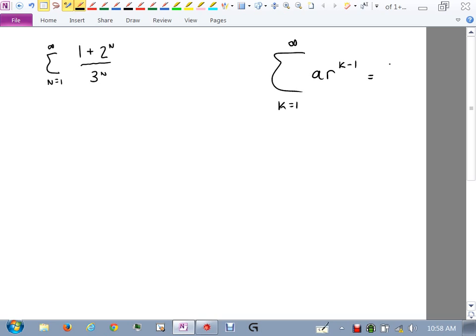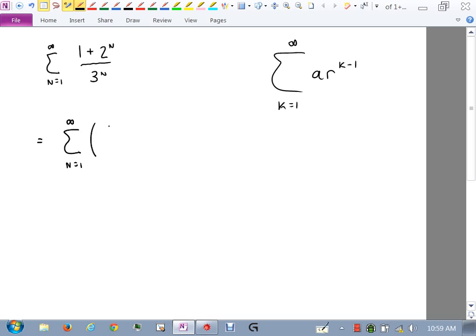That will equal, well, one of two things. It converges or diverges. It converges if the magnitude of r is less than 1, to a over 1 minus r, and diverges if r is 1 or greater. So can we do this? Well, the problem is the 1 up here, right? If this were just 2 to the n over 3 to the n, you could just put 2/3 to the n. So what I can do instead is split this up into two fractions.